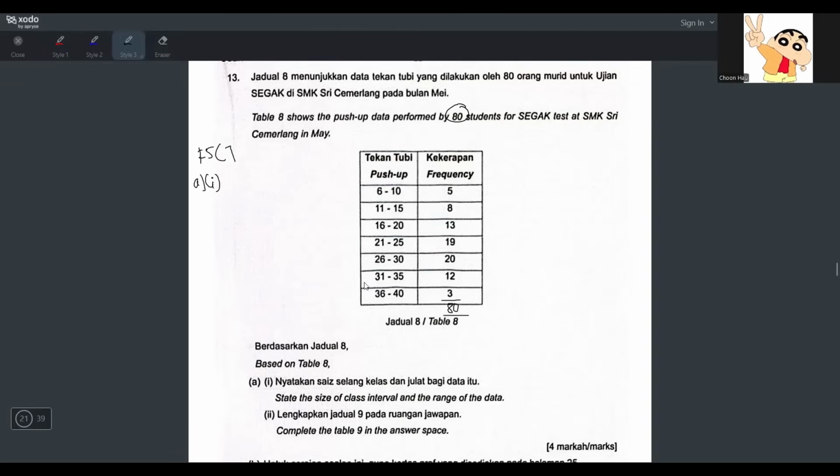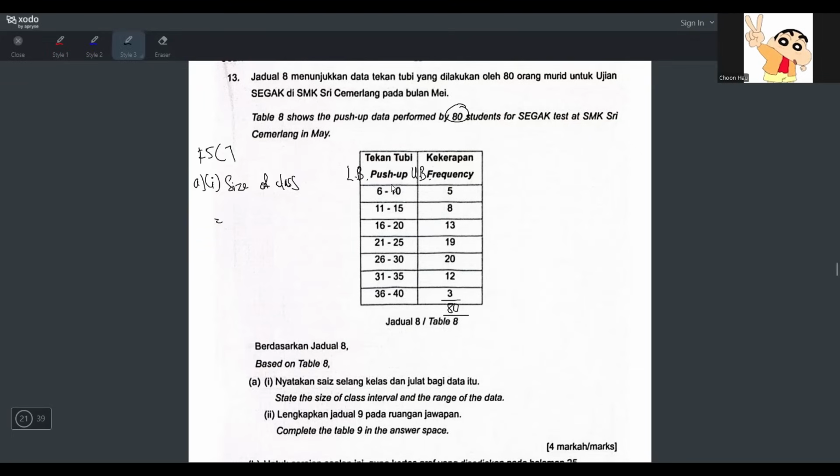So how to find the size of class? Okay, there is a formula to find the size of class. You take the upper boundary minus the lower boundary. You can choose any class you want. Okay, let's say I take 6 to 10. So I need to find out the lower boundary of this class and I need to find the upper boundary.